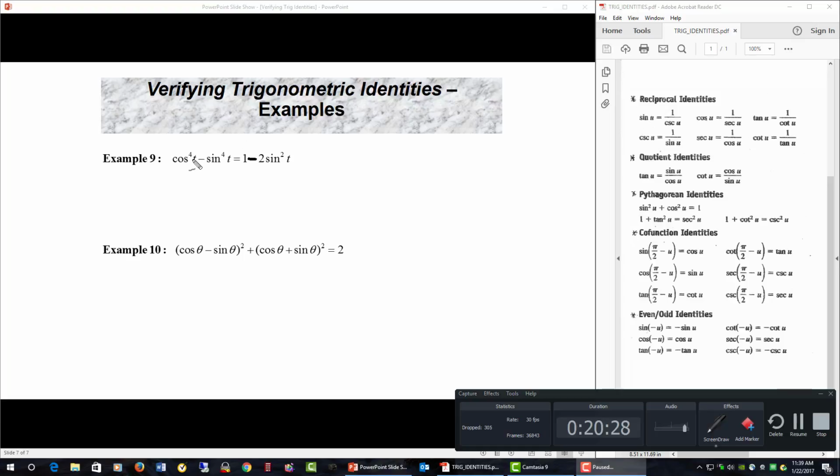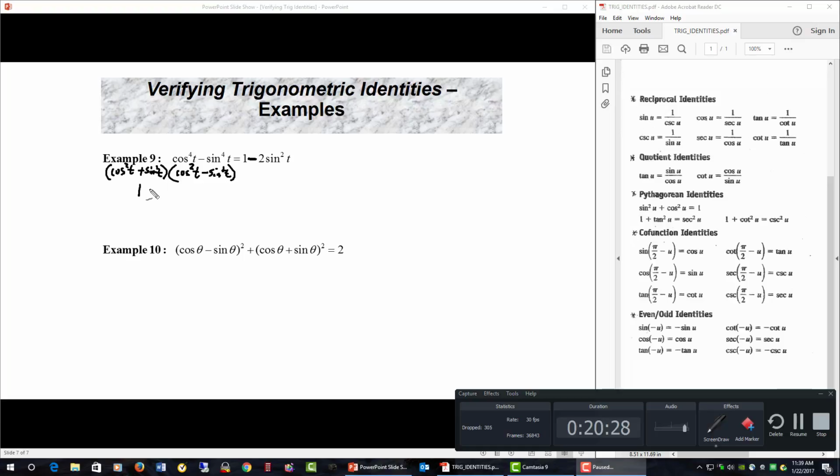Now, what you have to see in example 9 is, again, a lot of your algebra comes back into play. This is the difference of 2 perfect squares. Hopefully, you'll recognize that. And this will factor into cosine squared t plus sine squared t times cosine squared t minus sine squared t. That will get you the 4th power back on these. Now here we go again. Wait a minute, cosine square plus sine square is the Pythagorean identity 1.